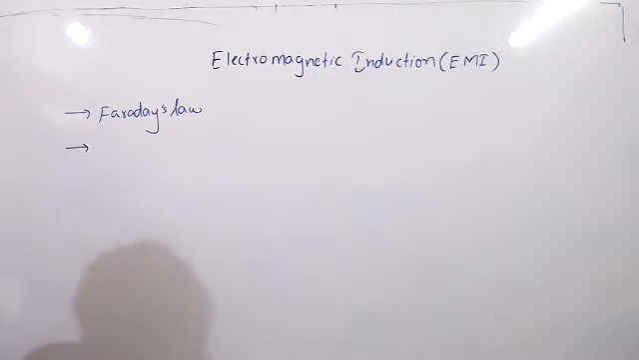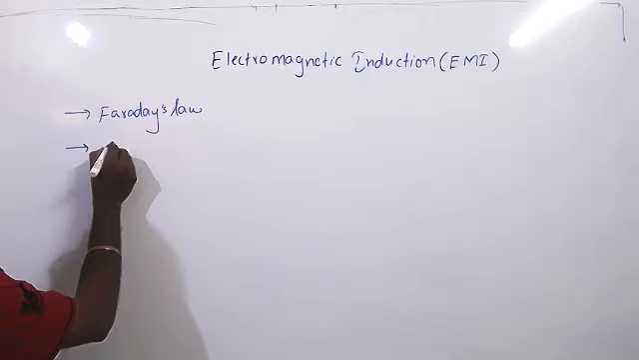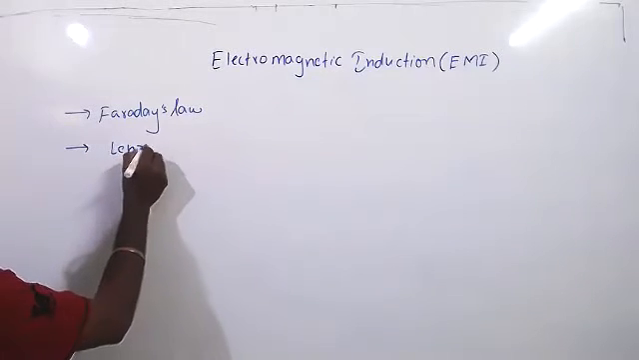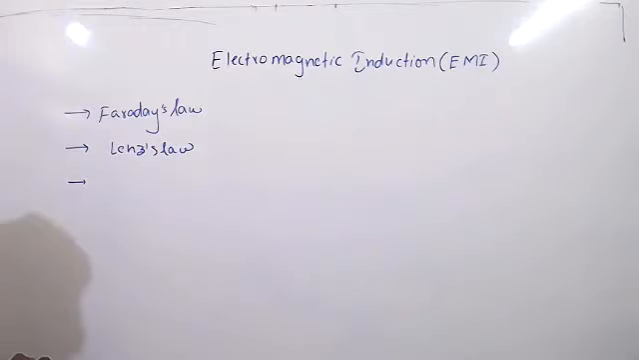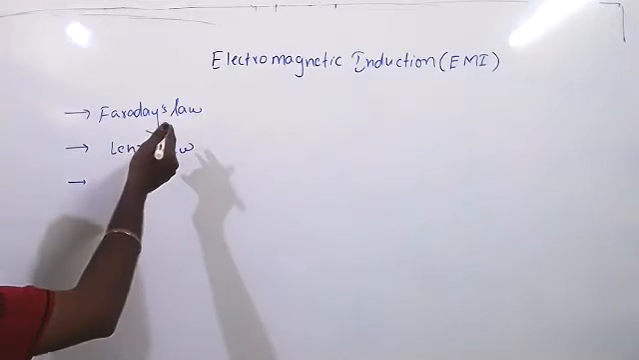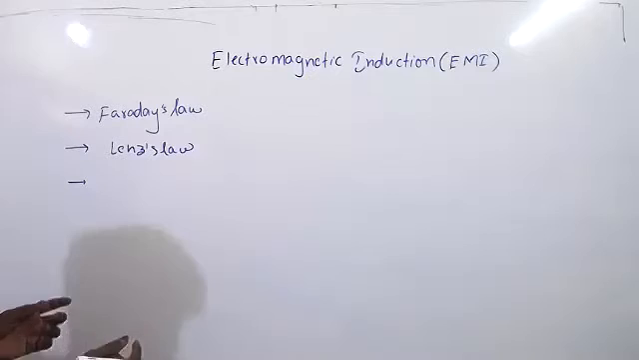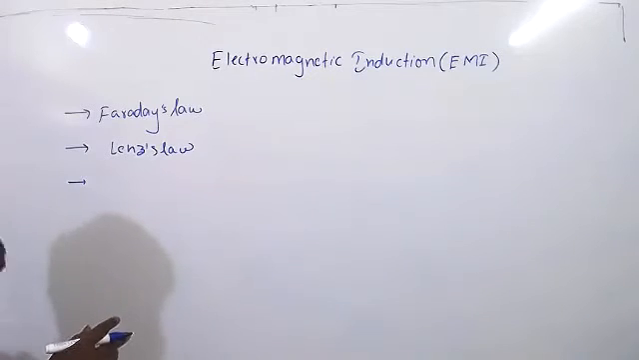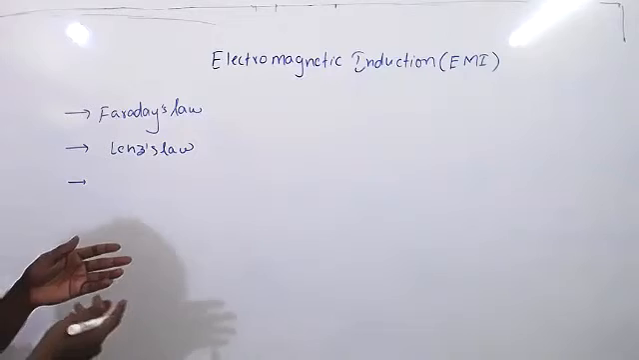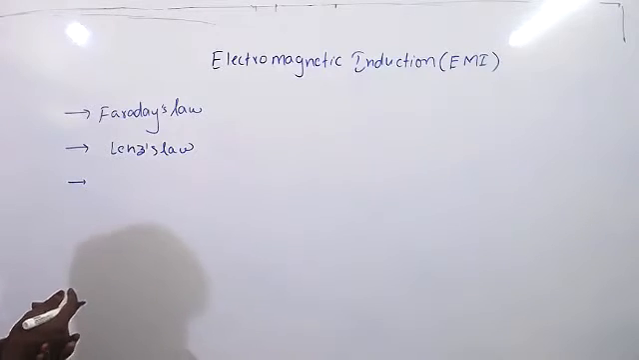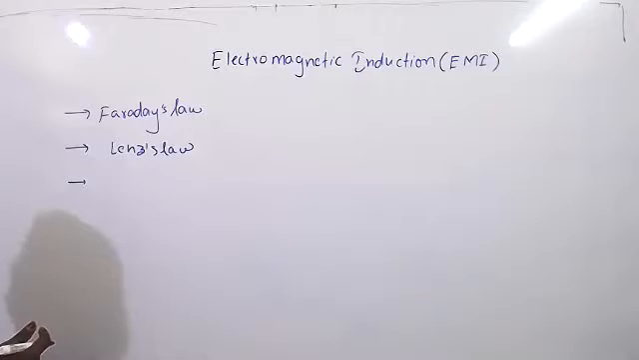And after that, we discussed Lenz's law. What is Lenz's law? It gives the direction of the induced EMF. Faraday has given that when there is a change in flux linked with the coil, induced EMF develops in that coil. If that coil is a closed loop, induced current flows. What is the direction of that induced current? If you want to find it, we have to use Lenz's law.